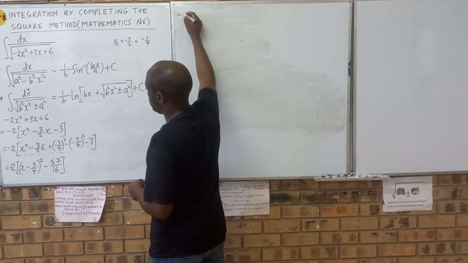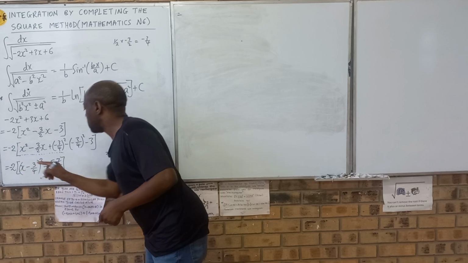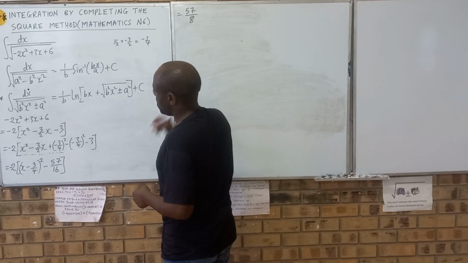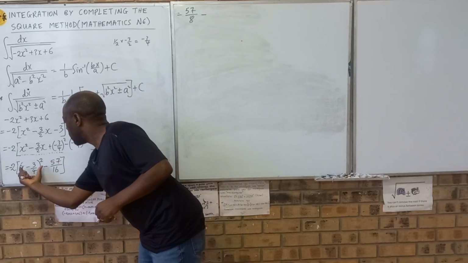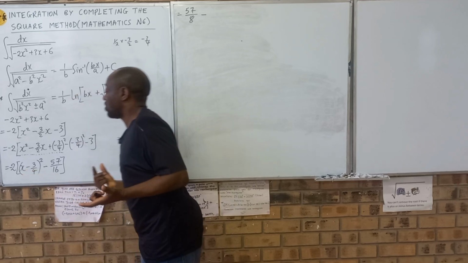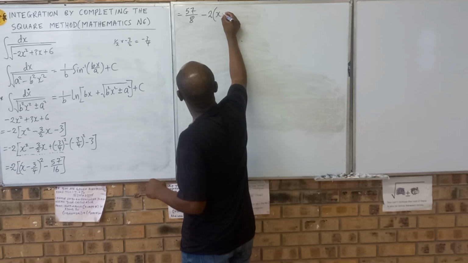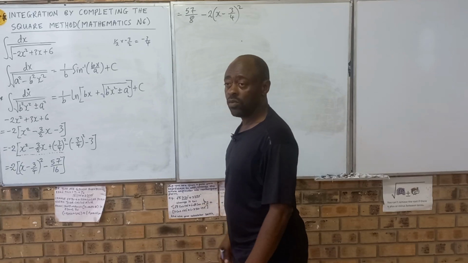This side, if I open the bracket, then I'll be having negative 2 times negative 57 over 16, that will become positive 57 over 8, then minus, because this negative 2 cannot penetrate there, because that square is complete, it will stay out as negative 2 in bracket x minus 3 over 4, all squared. So that is how we complete the square.